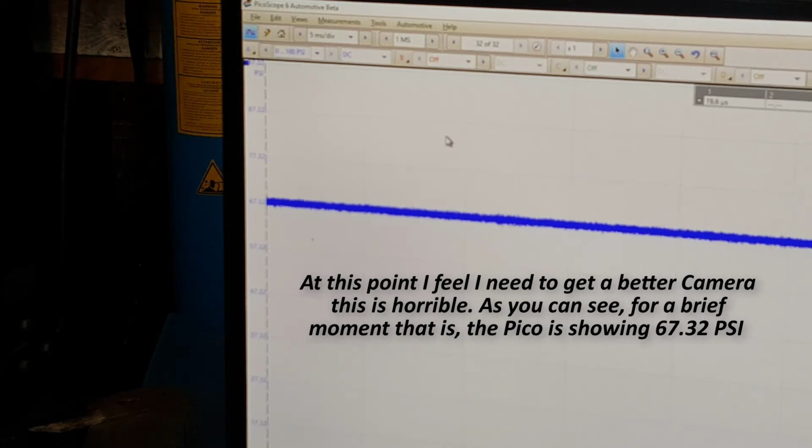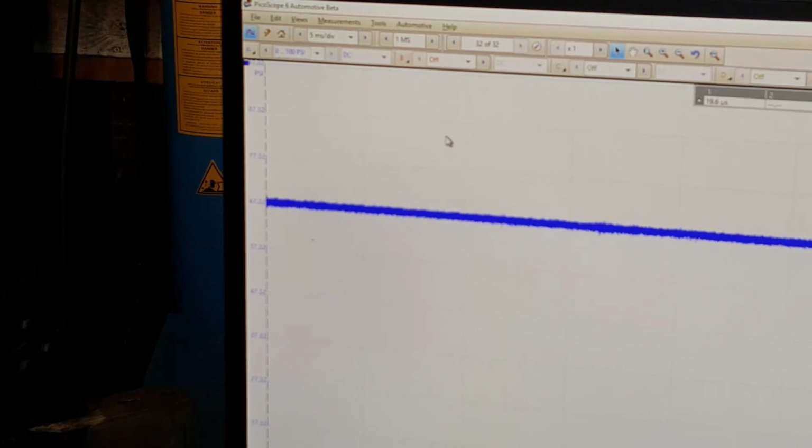Okay guys, I apologize about that crappy video, but we're at about 67.3 PSI. That's what the Pico is showing. And I have a liquid-filled gauge on my regulator, and that is in fact what the regulator is set to.